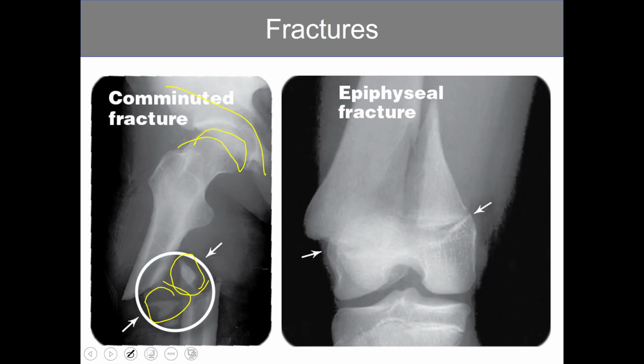Epiphyseal fractures occur at growth plates. Here we have the tibia, and we can see a very clear growth plate right here with the epiphyseal cartilage. And then, of course, we have the distal femur, and we have a growth plate right here that has been destroyed to some degree. So this is an epiphyseal fracture.